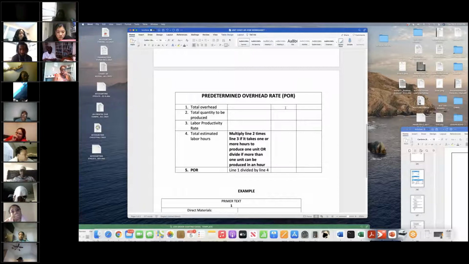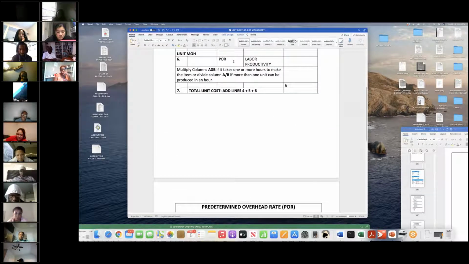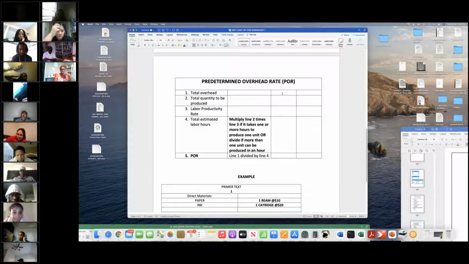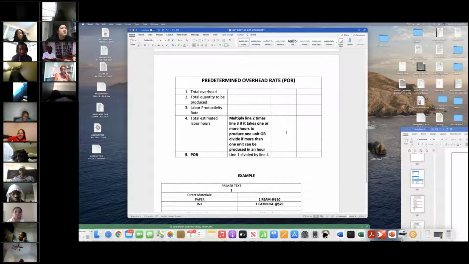Okay, so let's look at this POR calculation. Because once we get it, we simply going to bring it right here and do that same operation. On the first line is total overhead. On the second line is total quantity to be produced. On the third line is labor productivity rate. On the fourth line is the number of hours it's going to take us to make it. And we're going to operate the same way.